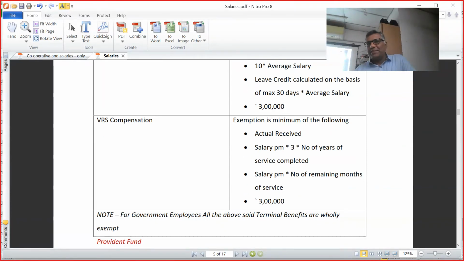VRS compensation up to 5, sorry friends, up to 3 lakhs, I copied and put it. It is not 3 lakhs, it is up to 5 lakhs. I'll change it in the main material. Up to 5 lakhs. Actual received, or salary per month into 3 into number of years of completed or number of months of remaining service.